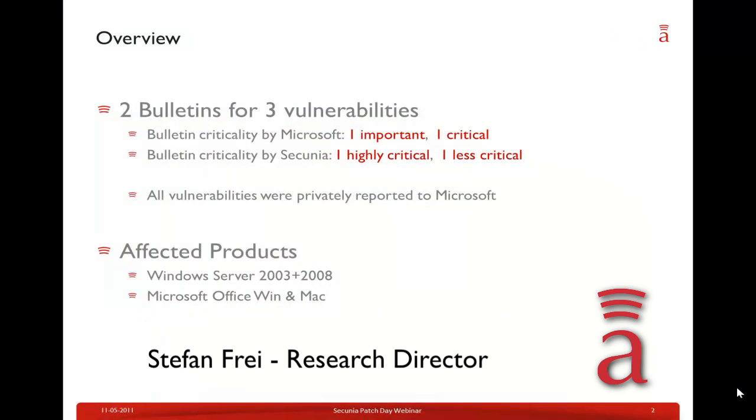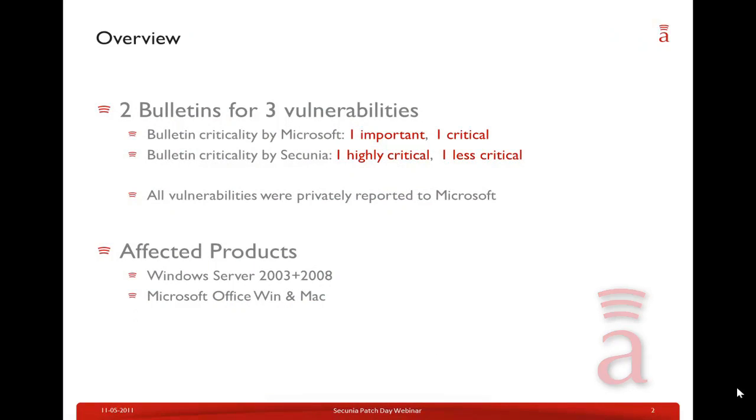So, yesterday's patch day was rather light compared to last month. We have two bulletins for a total of three different vulnerabilities. Microsoft rates the criticality of those bulletins as one bulletin important, one bulletin critical. We have a slightly different view, so by us the criticality is one bulletin highly critical and one is considered less critical. All those vulnerabilities were reported to Microsoft privately.